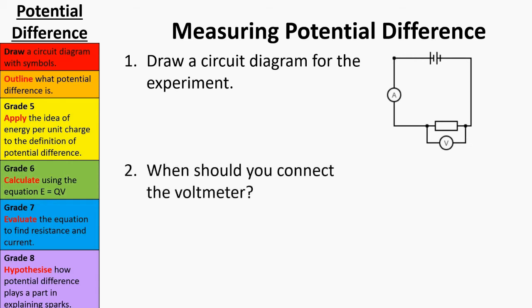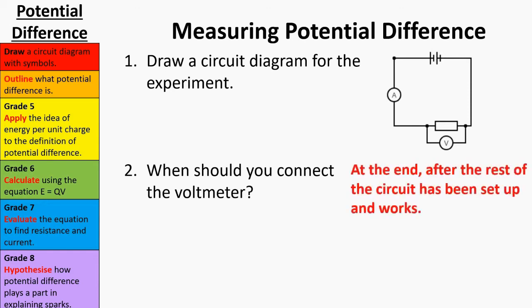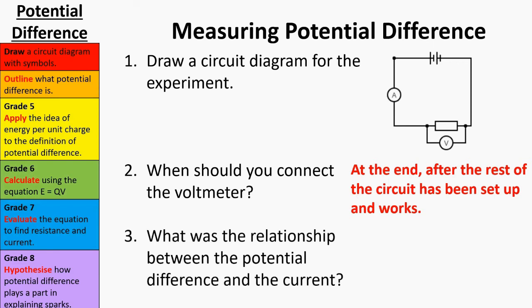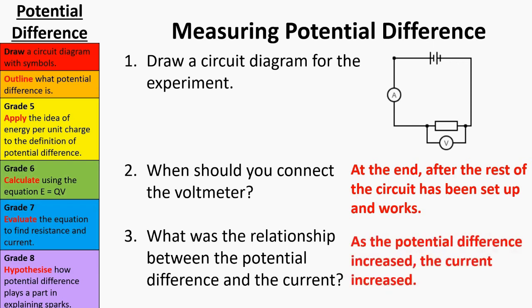Number 2. When should you connect the voltmeter? My recommendation is that you do this. You should connect the voltmeter at the end, after the rest of the circuit has been set up and you can see that it works. Then afterwards you should just simply piggyback the voltmeter onto the circuit. Question 3. What was the relationship between the potential difference and the current? As the potential difference increased, the current increased.